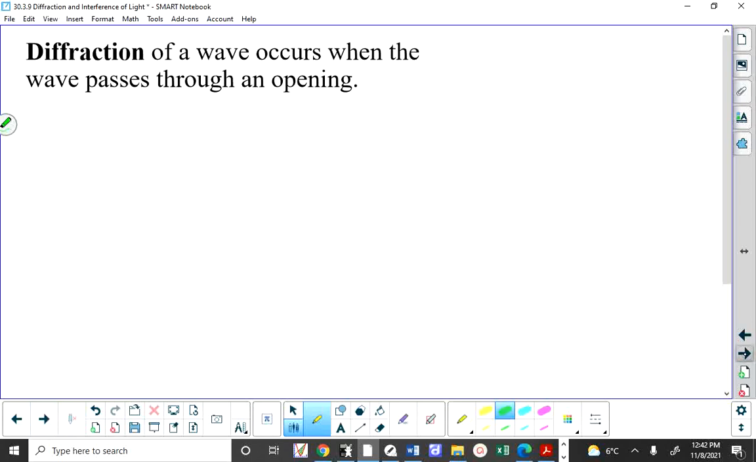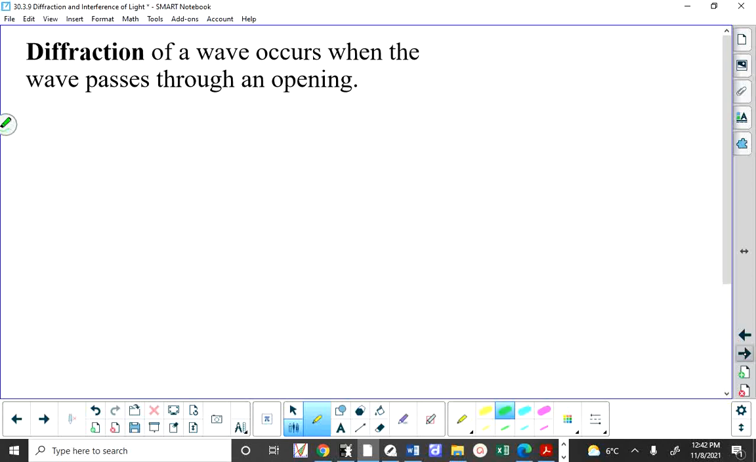Now, what is diffraction? Diffraction of a wave happens when a wave goes through an opening and the wave spreads out. The fact that you can hear me is because of sound waves. There's energy leaving my mouth through my vocal cords, and it's traveling out in the room. And if diffraction of sound waves didn't happen, then when I faced this direction and spoke in this direction, the sound waves would only travel in this direction, and you wouldn't be able to hear me.